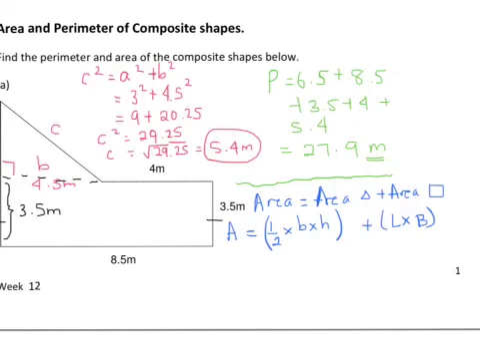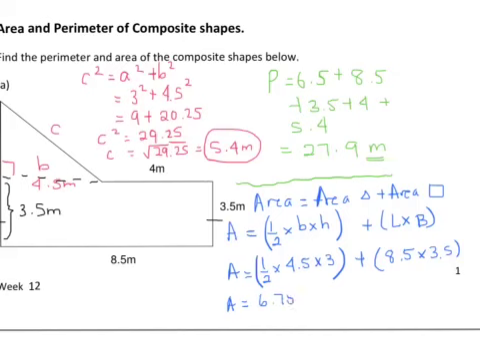So now putting in the numbers, a half times the base of the triangle is 4.5, its height was 3. Calculate all of that in brackets if you're going to put it into your calculator in one step. The length of the rectangle is 8.5 and its breadth is 3.5. That gives me area is equal to 6.75 plus 29.75. Now 36.5, and the important bit is that remember we measure area in square measure, so metres squared. So there's the answer for area.